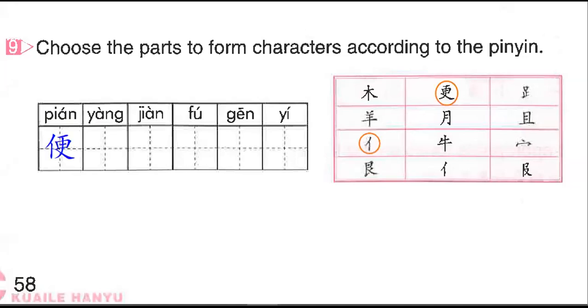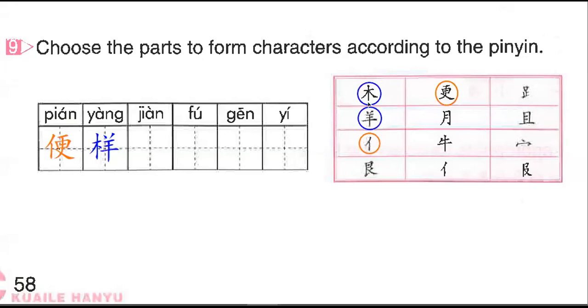We have Pian from Pianyi. Okay, remember this character. So we have the character here, the radical for person, and also this one. And we combine them and form Pian. Okay, let's go to the next one, Yang. In this lesson, we've been learning this word, yang, which means the same. Okay, so here we have the second character, yang.